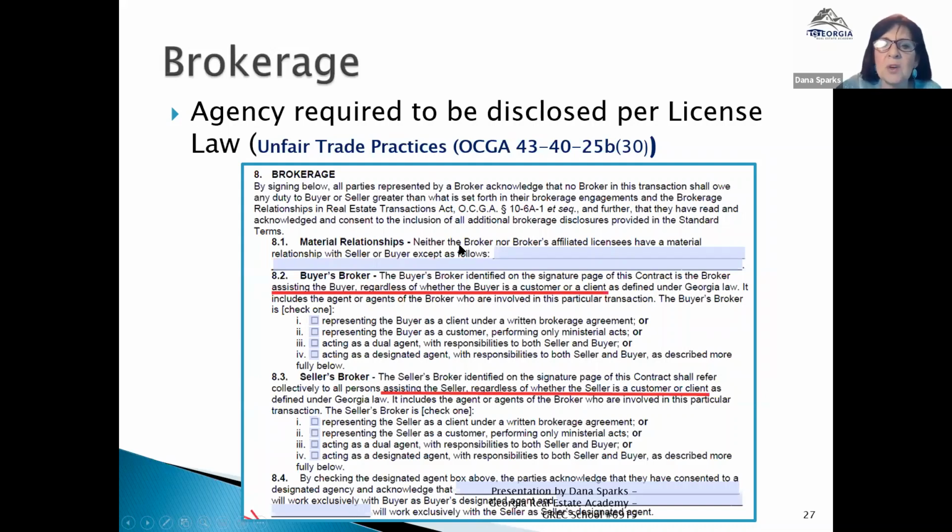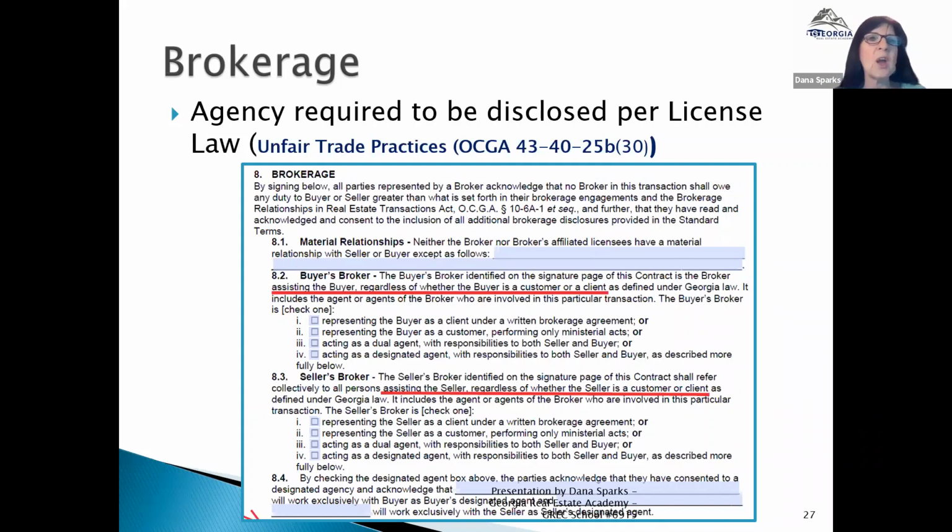This is where a material relationship you're going to describe. This is a relationship that either your broker has or you as an agent have with the public that's just a little bit more than just a client or customer. For example, if it is a family member, if it is a business partner, I also highly encourage that if you are working with a buyer or seller and they are a past client of yours, that you mark material relationship.